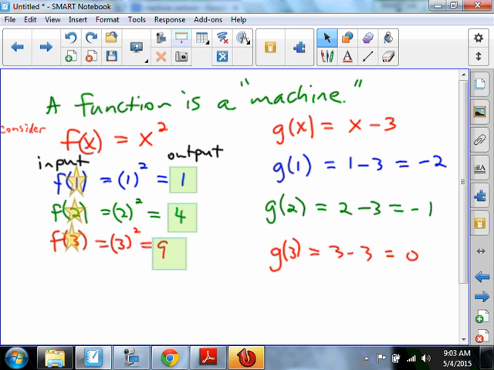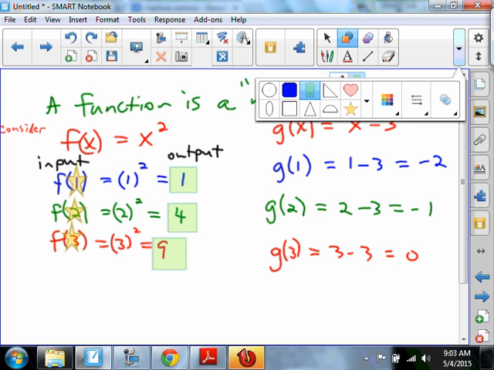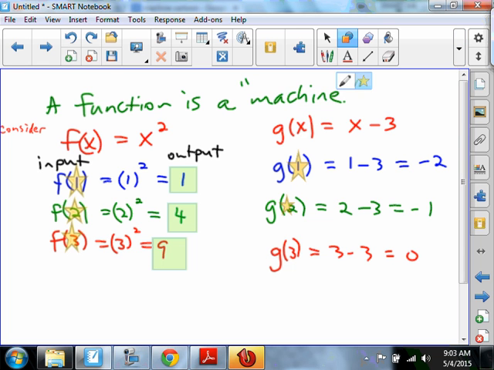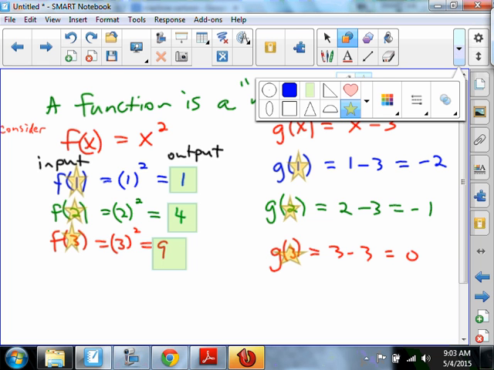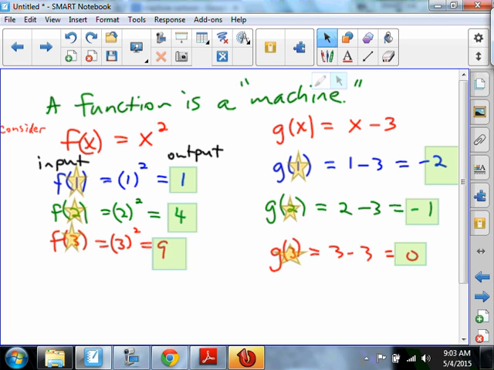Okay. How's everybody doing so far? Pretty easy so far, huh? We put something into a function, we get something out. There's our inputs again, and here are our outputs. Well, what we're going to do is we're going to be putting two functions together.